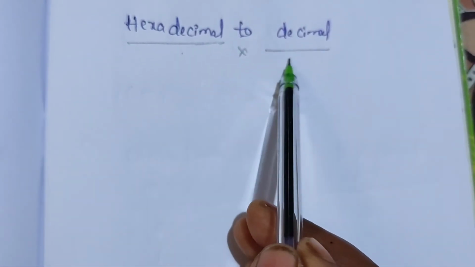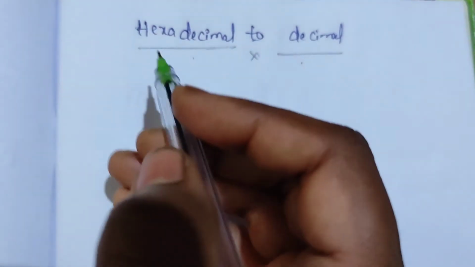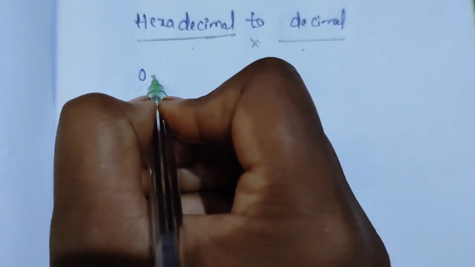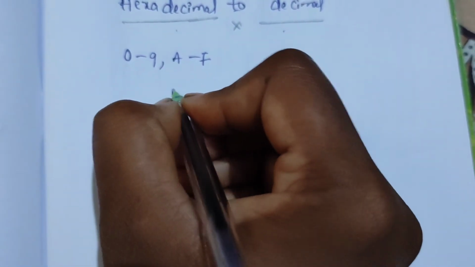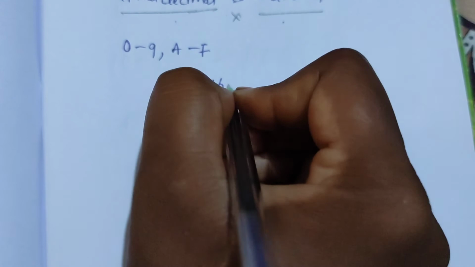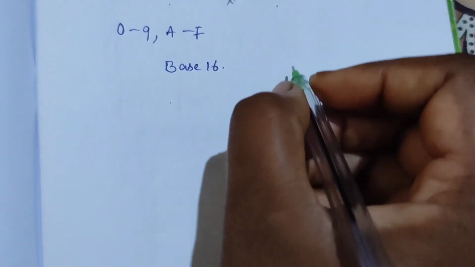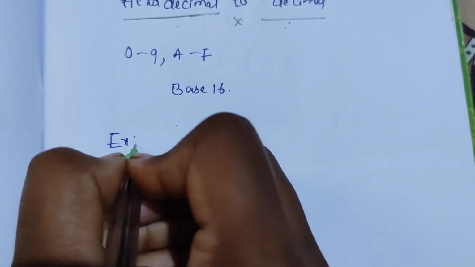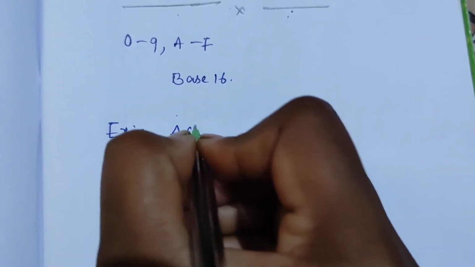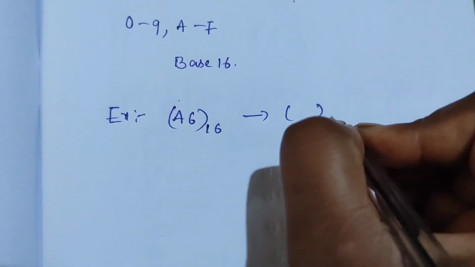Hexadecimal to decimal conversion. So hexadecimal can be represented with 16 symbols, that is from 0 to 9 and A to F. So total 16. So its base is 16. So how hexadecimal is converted to decimal, we will see. So let us take an example. I am taking an example A6. So this is a hexadecimal number. How it is converted to decimal, we will see.